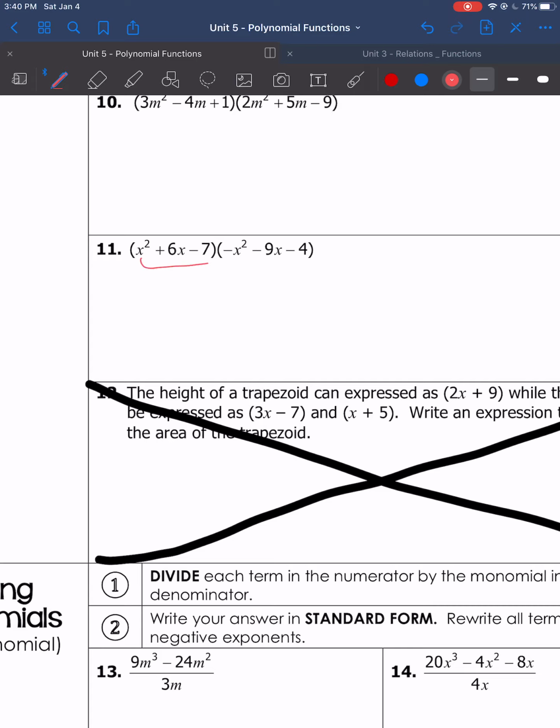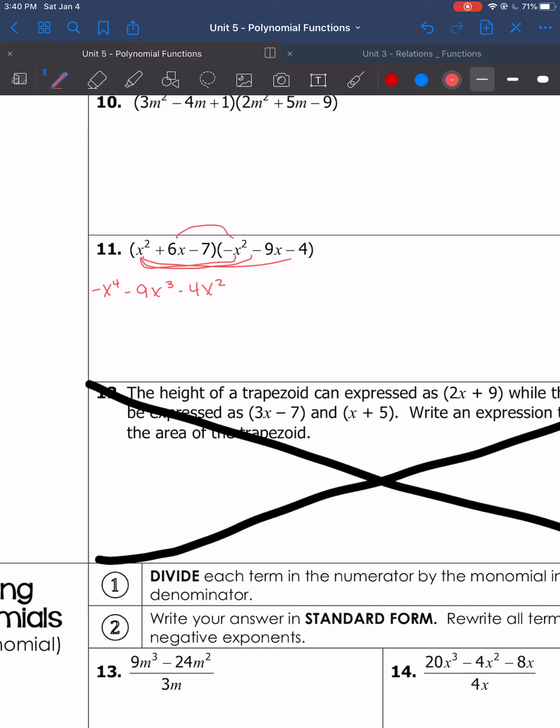So x squared times negative x squared gives me negative x to the fourth. X squared times negative 9x gives me negative 9x cubed. X squared times negative 4 gives me negative 4x squared. So that's the first piece. And then I'm going to, like I did on the other one, line it up just to make it a little bit easier.